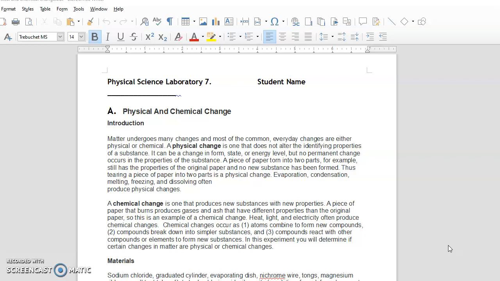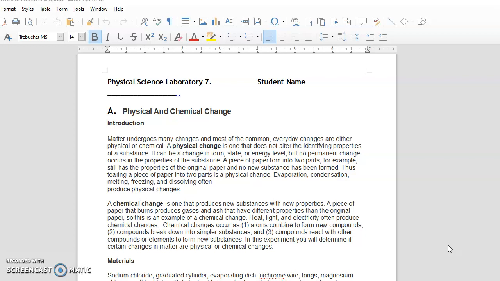This lab is going to be divided into three parts. The first part is the physical and chemical changes, just to introduce that concept, and I'm sure it's something you're very familiar with. A physical change is one that does not alter the identifying properties of a substance, right? It can change its form, state, energy level, but there's no permanent change that occurs in the properties of the substance, okay? So you can take a piece of paper and cut it in two.